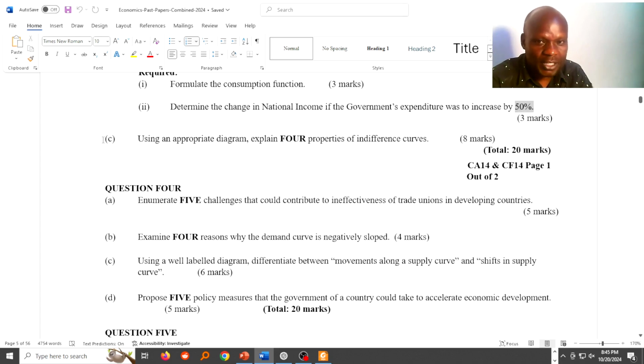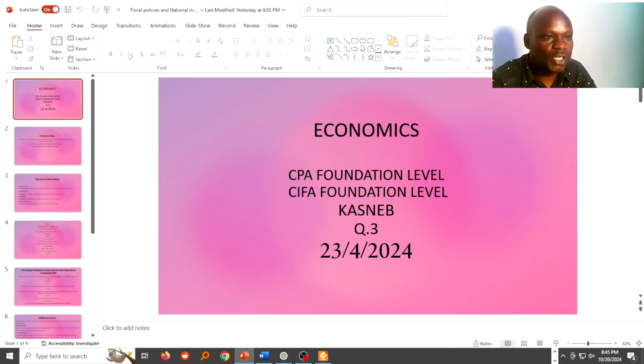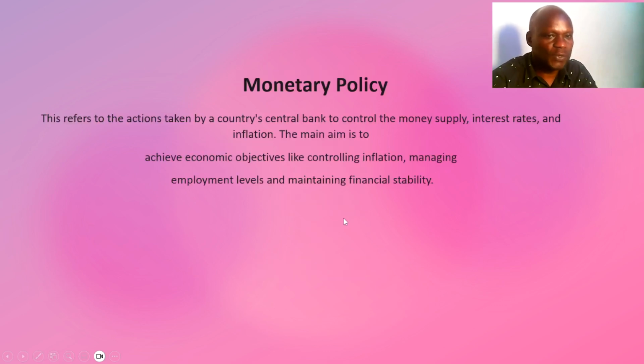Using an appropriate diagram, explain 4 properties of indifference curves, 8 marks. So that's the question that we want to consider today, and it's only prudent that straight away I get there. As we see, the paper is question 3, and let's consider what our solutions look like.